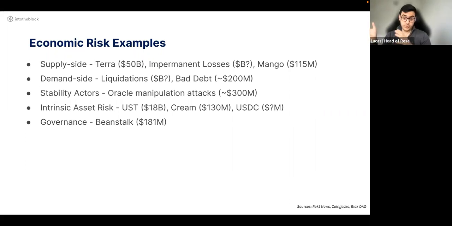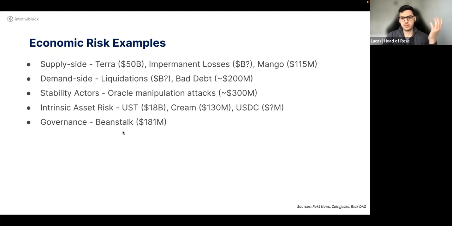And more recently with USDC, of course, we're seeing a different take on intrinsic asset risk, as the assets stored by Circle in banks expose them to all of this bank run that Silicon Valley Bank and other regional banks are now going through. And then finally, the case of governance is another factor to consider.